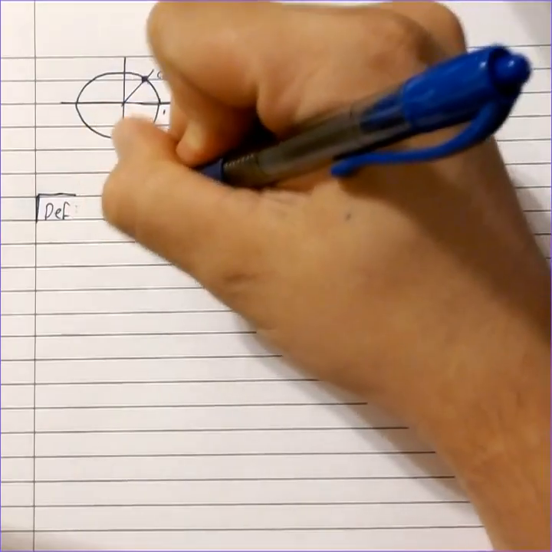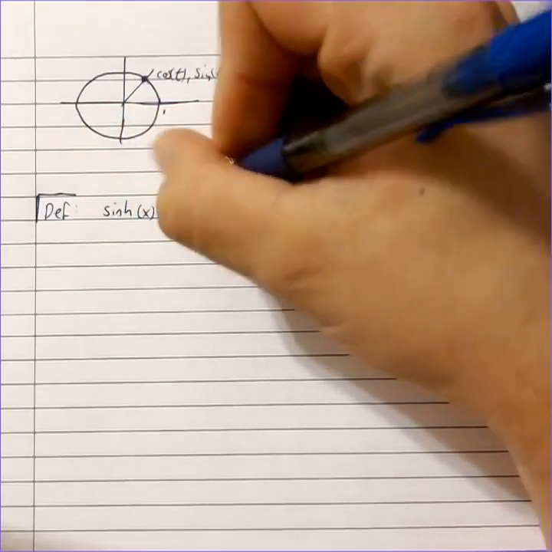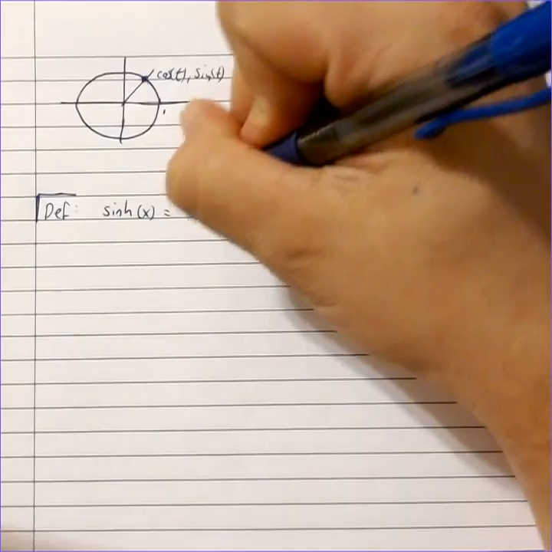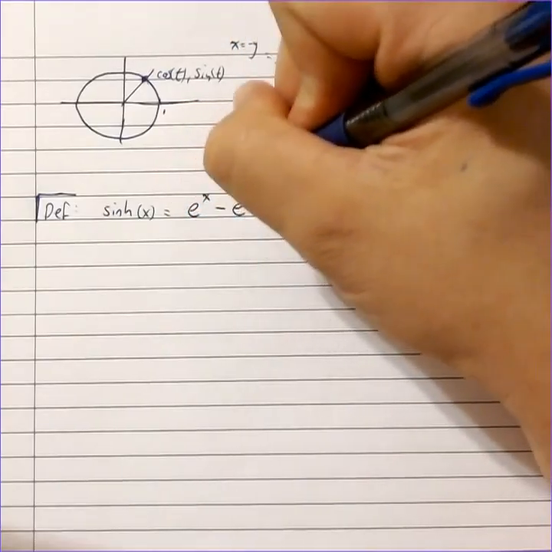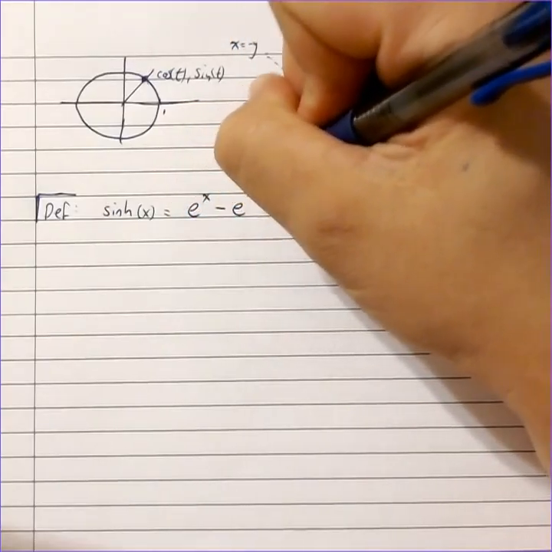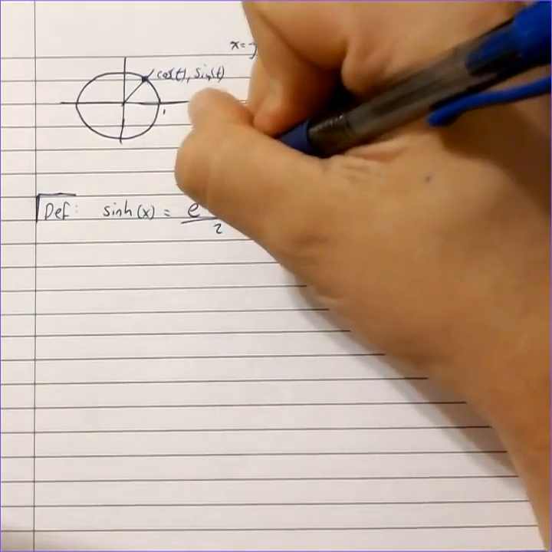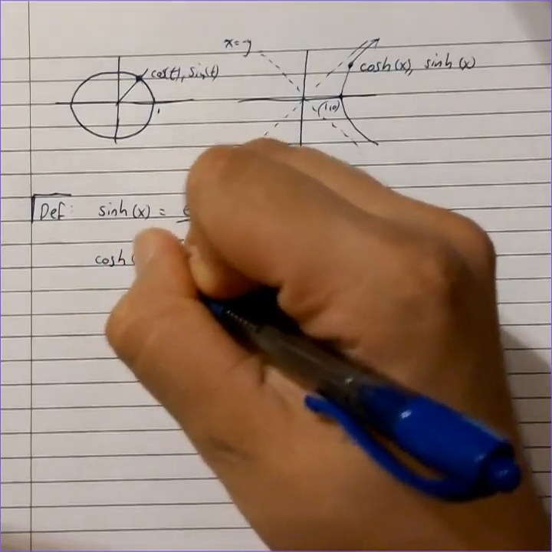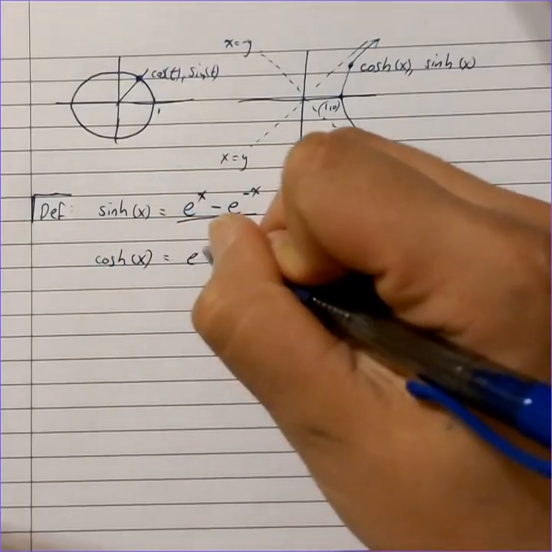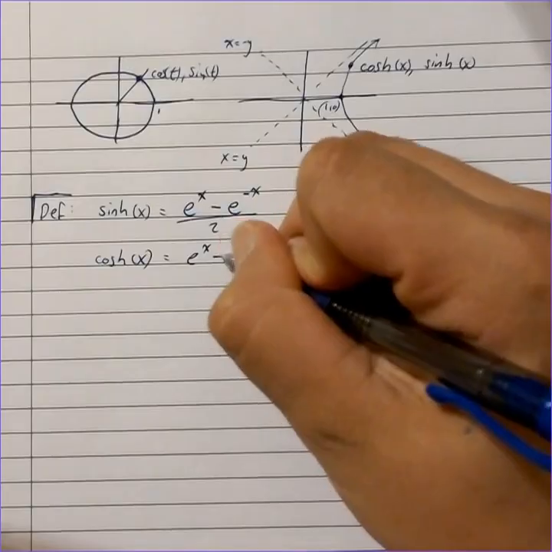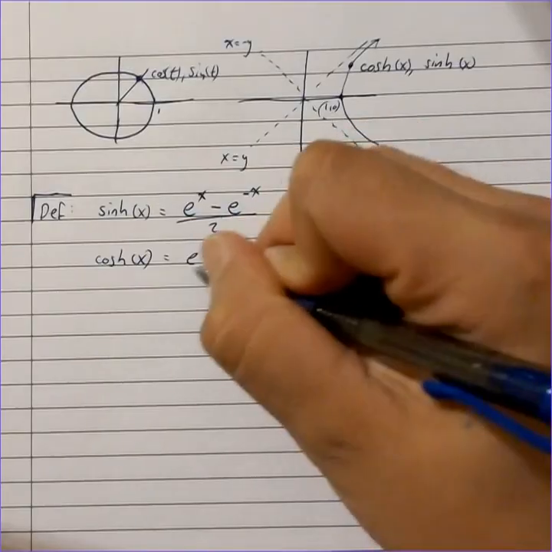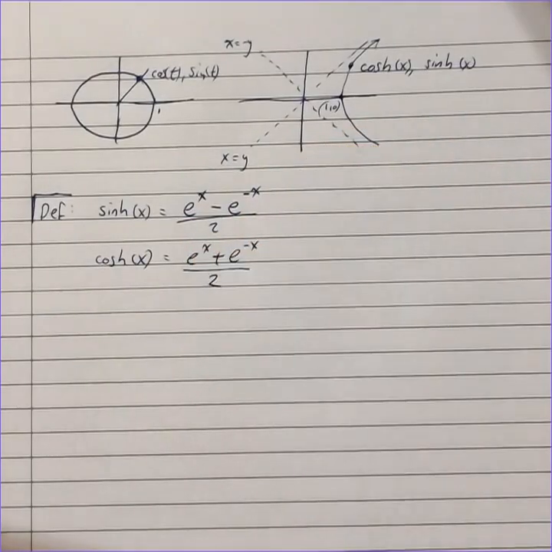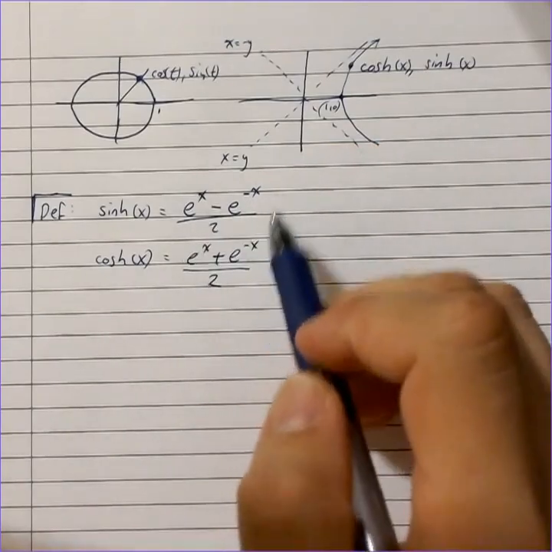The hyperbolic sine of x, also called the sinh of x, is equal to e to the power of x minus e to the power of minus x, over 2. The cosh of x is defined by e to the power of x plus e to the power of minus x, over 2. These definitions seem to come out of nowhere.